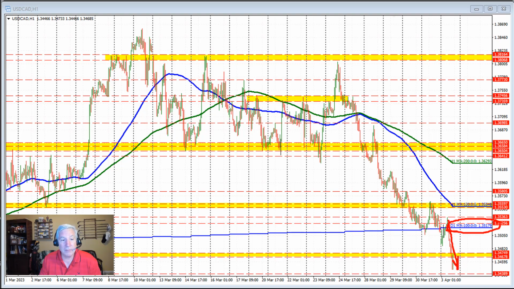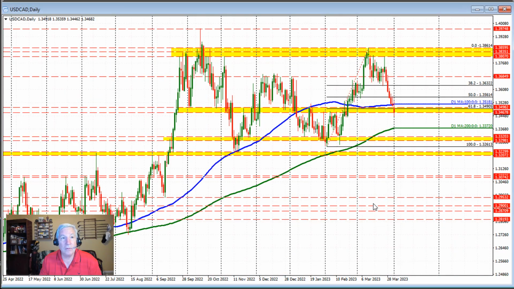The 100-day moving average is now going to be a resistance level on the top side here for the dollar versus Canada. It comes in at 135.17. Currently trading at 134.69. So bears are more in control here. Let's take a look at the daily chart to get a view of what that looks like.